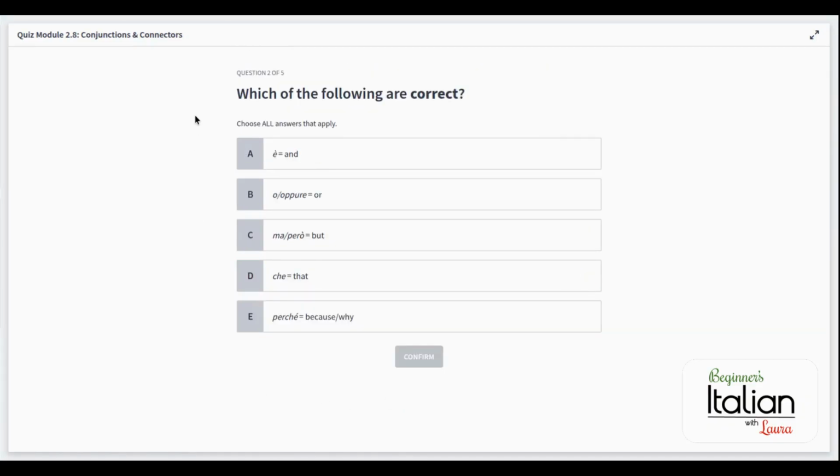Number 2, which of the following are correct? Choose all answers that apply. Letter A. A means and. B. O or oppure means or. C. Ma or però means but. D. Che means that. And E. Perché means because or why.